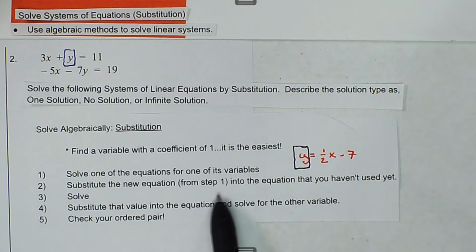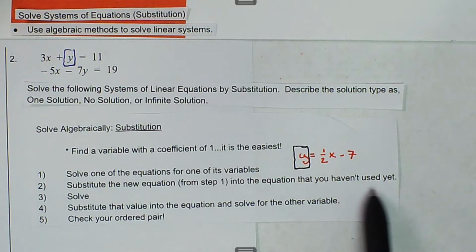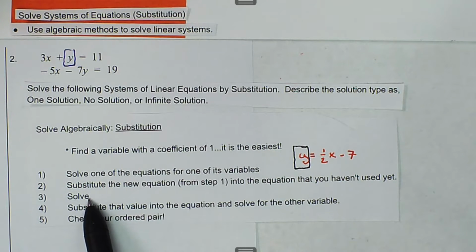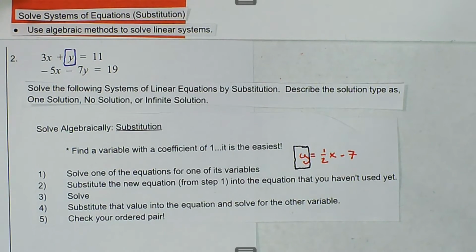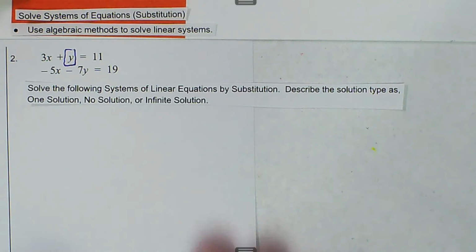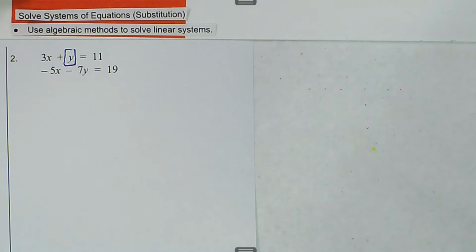Then substitute the new equation from step 1 into the equation that you haven't used yet. Solve, and then substitute that value into the other equation and solve for the other variable, and then check for the ordered pair. Those are the steps that we're gonna do, and we'll mark those down as we go.